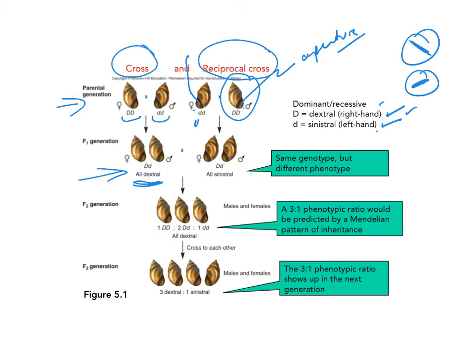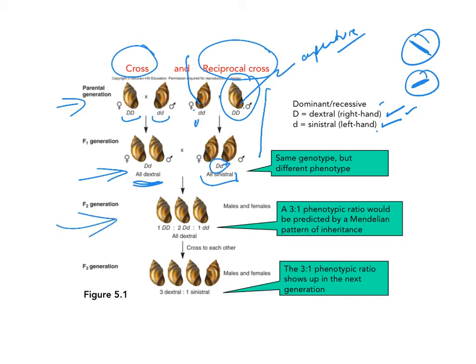That makes sense. However, if you look over here in this reciprocal cross, we're doing the same cross, except we have different parents in terms of the sex assigned to those recessive or dominant homozygotes. We get the same production of all heterozygotes. However, we get a totally different phenotype, and all of the offspring exhibit the sinestral pattern. So same genotype, but different phenotype.